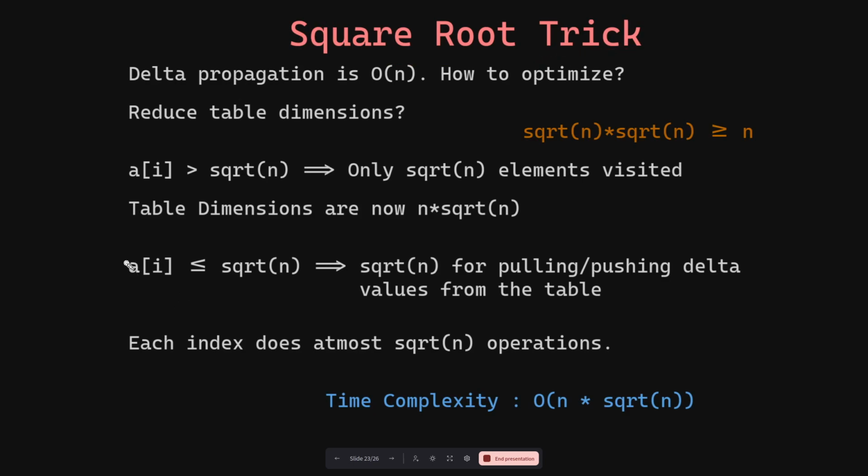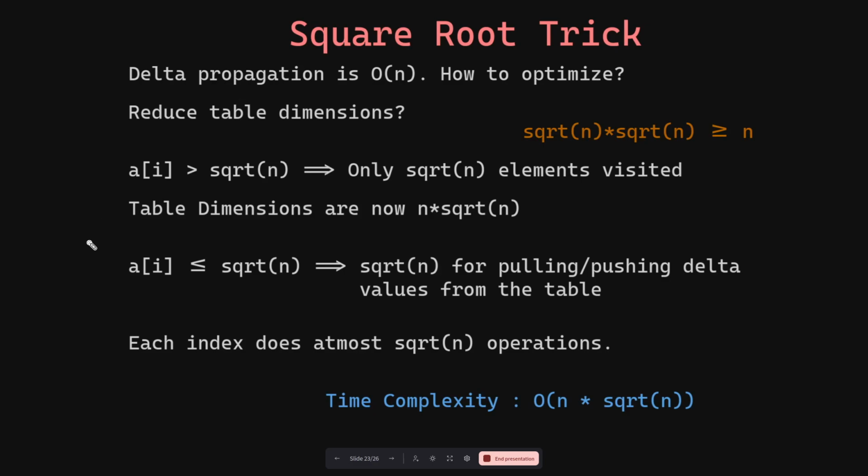Now let us split the delta values into two different sections. The first section would contain all the delta values that are less than or equal to square root n, and the second section would contain all the delta values that are greater than square root n. On the number line, you can visualize that the first section would be very small and the second section would be large as compared to the first section.